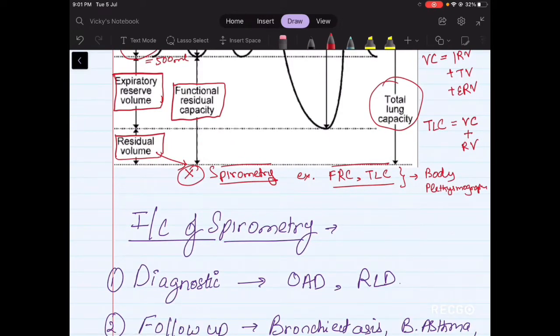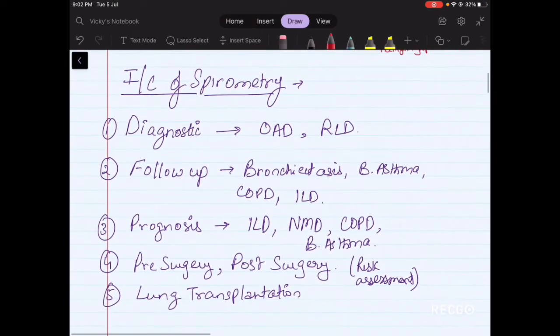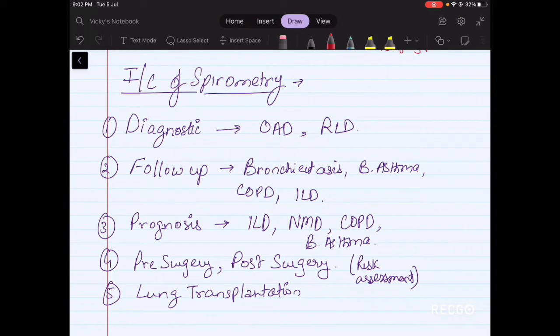Coming to indications of spirometry. What are the various indications of spirometry? First is diagnostic. We diagnose obstructive airway disease, and we diagnose restrictive lung disease. In fact, we differentiate obstructive airway disease into bronchial asthma and COPD. Then we use spirometry for follow-up of bronchiectasis, bronchial asthma, COPD, ILD, even neuromuscular disease and kyphoscoliosis.